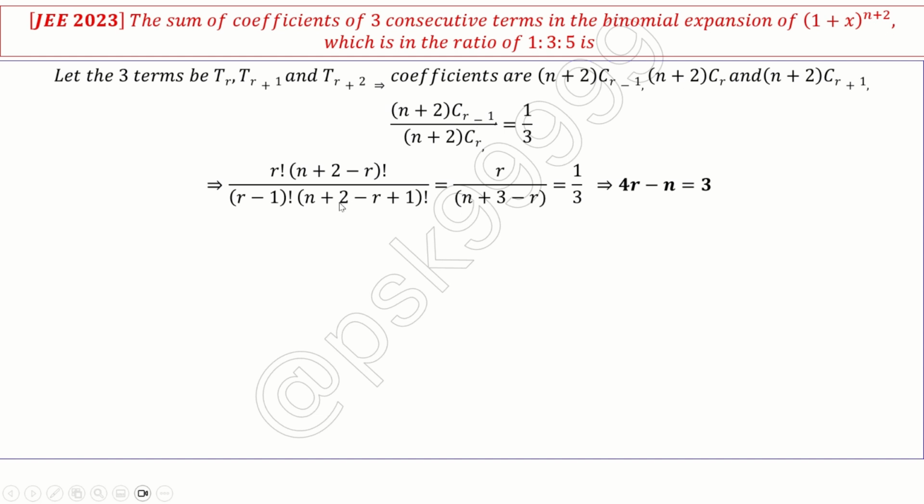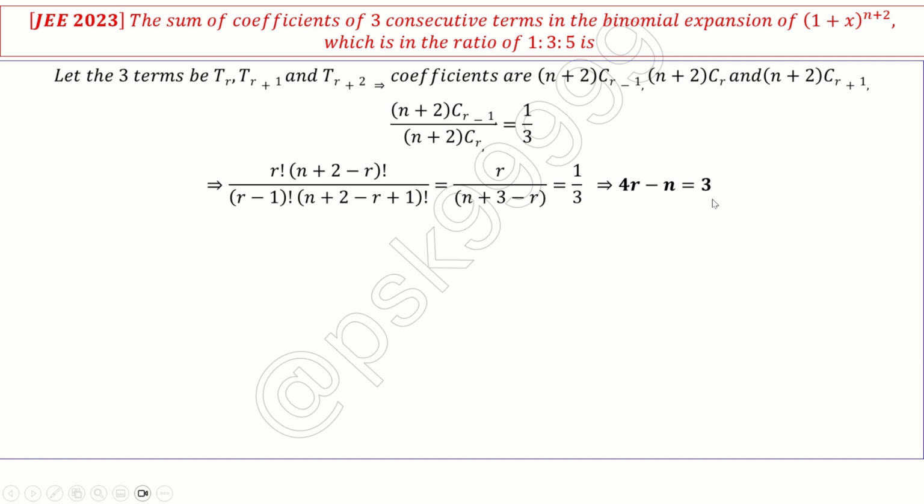This is nothing but, if I simplify, r factorial by r minus 1 factorial, so I am left with r in the numerator, and n plus 2 minus r plus 1 factorial over n plus 2 minus r factorial leaves n plus 3 minus r. The rest of the terms get cancelled, which is equal to 1 by 3, which means 4r minus n equal to 3 if I simplify.